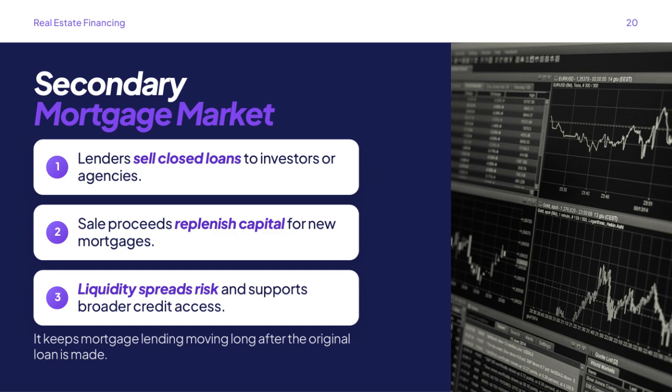This process is important because it replenishes capital, allowing lenders to continue offering loans without being tied up by one long-term mortgage. Additionally, by spreading the risk of these loans among many investors, the market gains liquidity, which strengthens the overall financial system. This liquidity supports broader access to credit, meaning more people can secure home financing. In essence, the secondary mortgage market keeps mortgage lending active and thriving well beyond the initial loan origination.